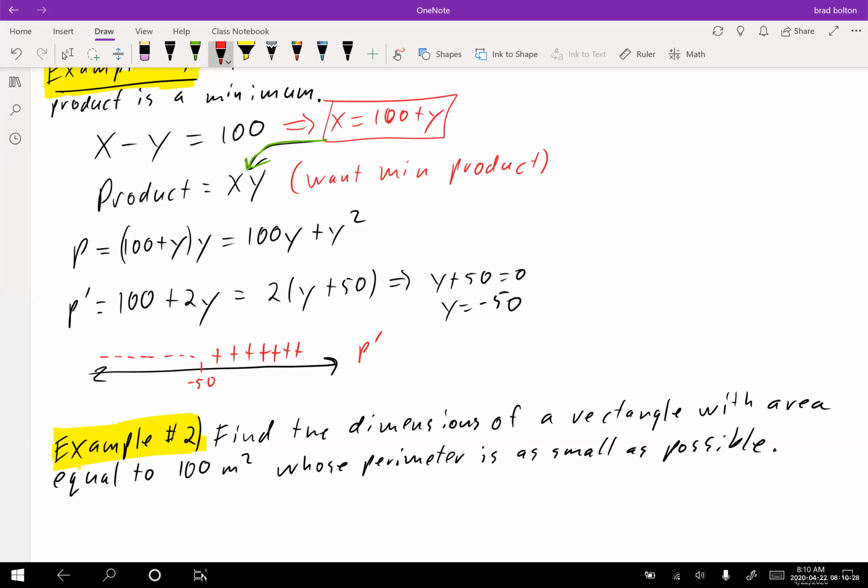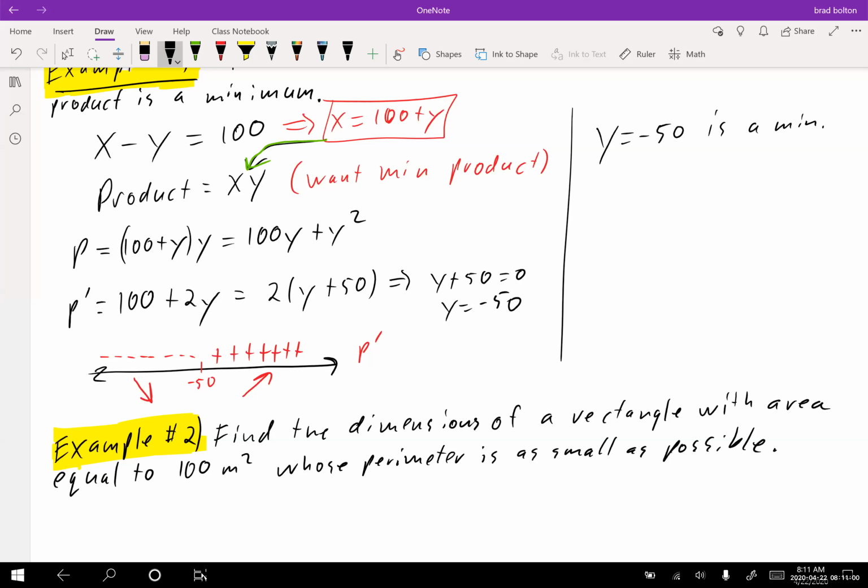So again, what we're finding here is that we're getting a decreasing to increasing. What does that symbolize to us? That symbolizes a minimum or a local min. So now we come over here and we say y equals negative 50 is a minimum, could be an absolute min, but is a minimum.